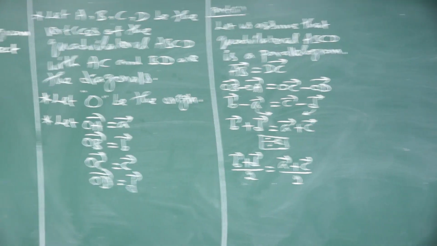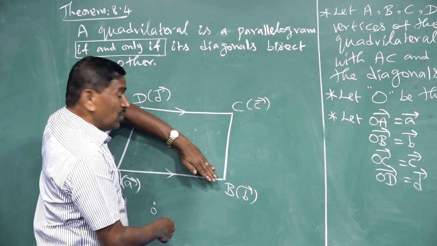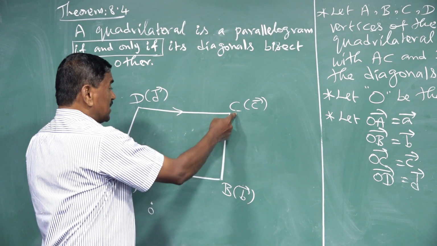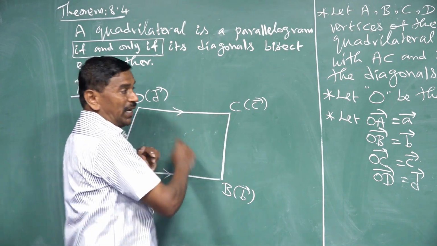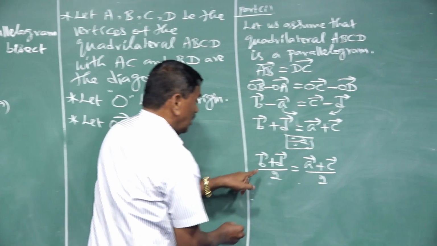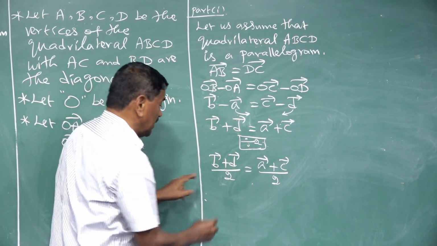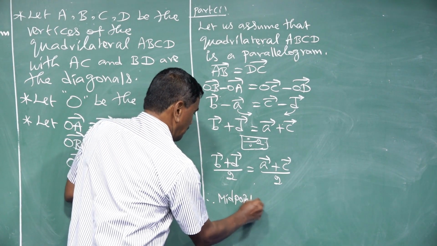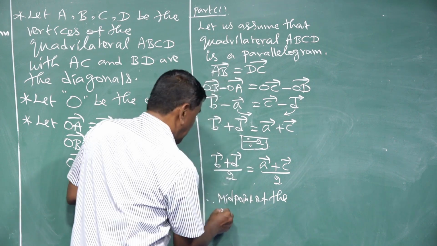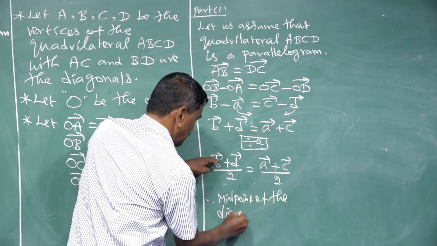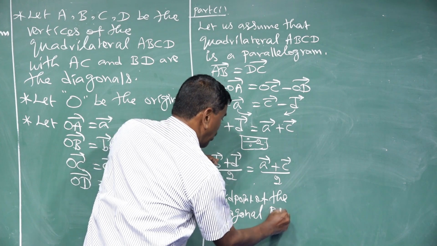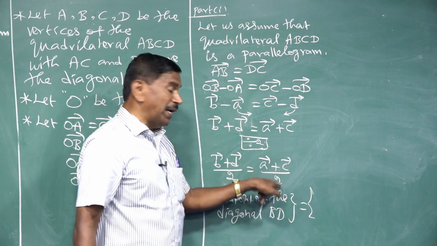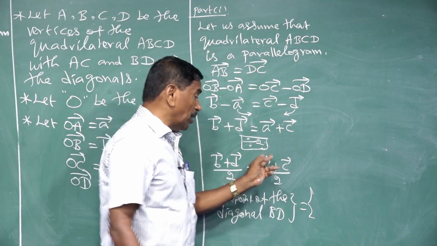Okay, what is B vector plus D vector by 2? Yes, very good. That is the midpoint of the diagonal BD. Next, in the RHS, A vector plus C vector by 2 equals the midpoint of the diagonal AC. Therefore, the midpoint of the diagonal BD is equal to the midpoint of the diagonal AC.